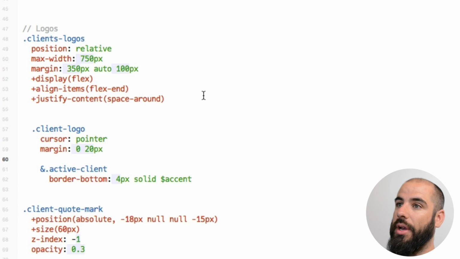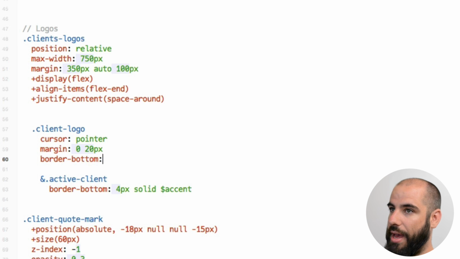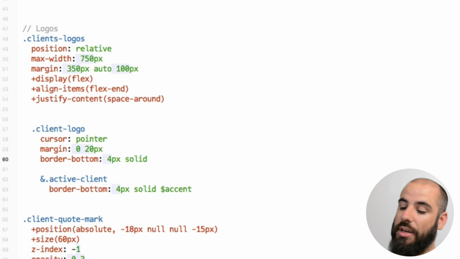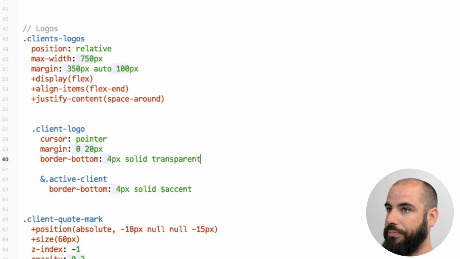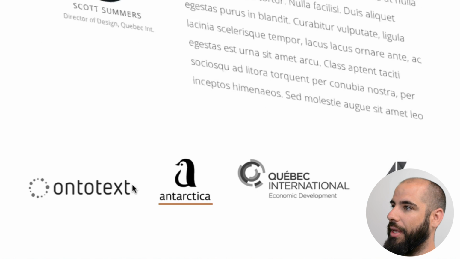So I'm going to do that by going up to all of the client logos, not just the currently active one, and putting a border bottom on that. And it's going to be, again, 4 pixels solid. But this time the color is going to be transparent. And refresh, and now they're not going to see that hop like you did the other time.